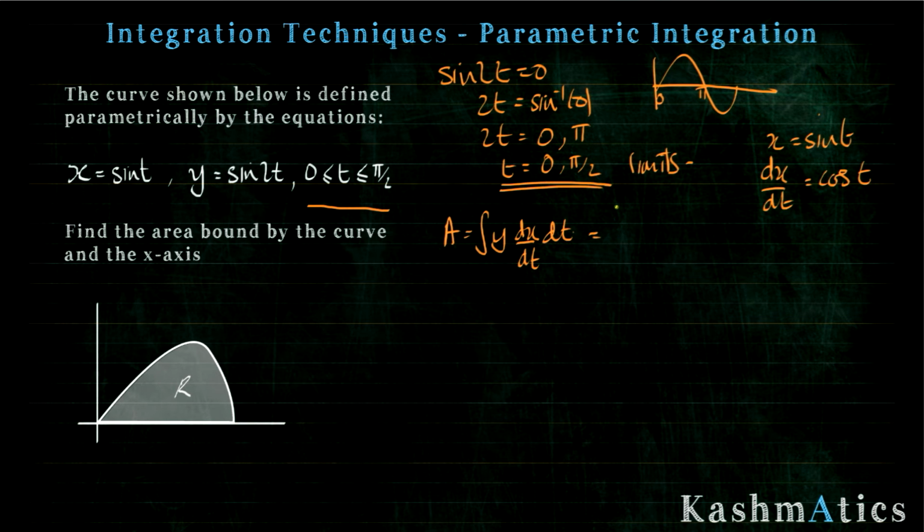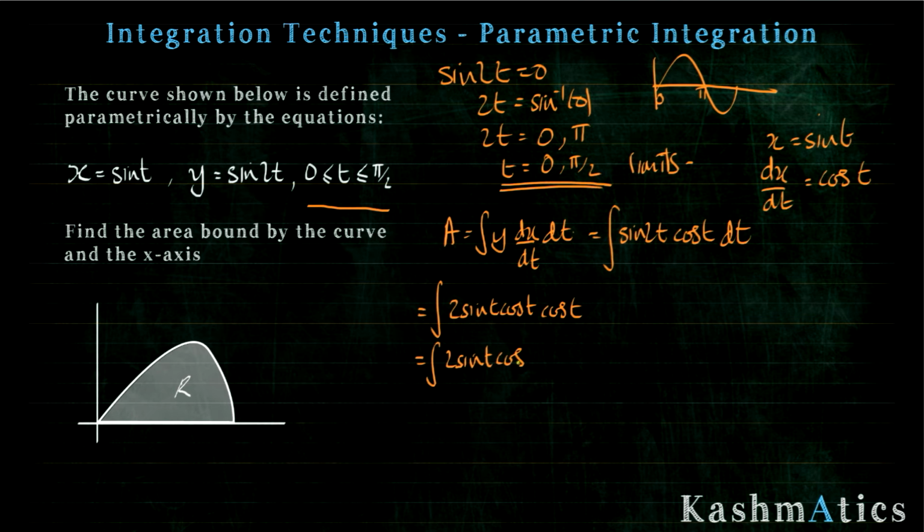which in our case is going to be the integral of y, which is sine 2t, dx by dt, which is cos t, dt. Now in order to integrate this, I need to use a double angle formula for sine 2t. So that would be 2 sine t cos t multiplied by cos t, which is the integral of 2 sine t cos squared t dt.